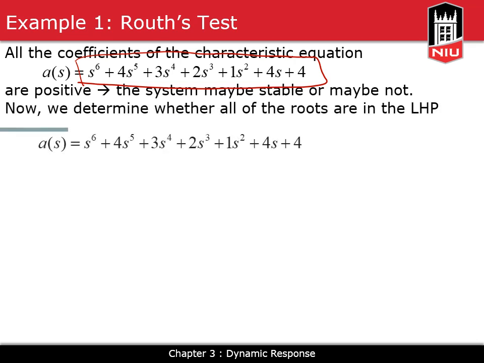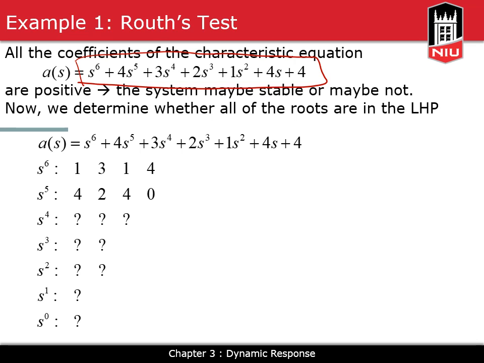Now we determine whether the roots are in the left half plane or not. We start by labeling all the rows, s to the 6, s to the 5, all the way to s to the 0. The first two rows are easy. We just take the coefficients from the polynomial, put them in the first row, second row, first row, second row, and so on. The coefficients you can see from the polynomial, we have 1, 4, 3, 2, 1, 4, 4. We just put those in the table. And pay attention that your polynomial should be in exactly the same order. So you have to start with the highest order of s and get to the lowest order of s, or actually the constant at the end. It should be exactly in the same order.